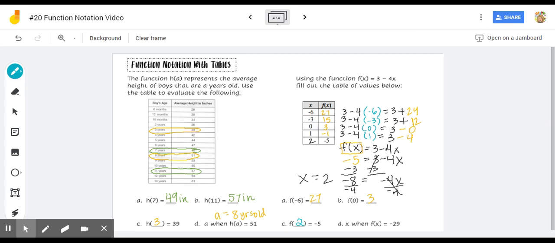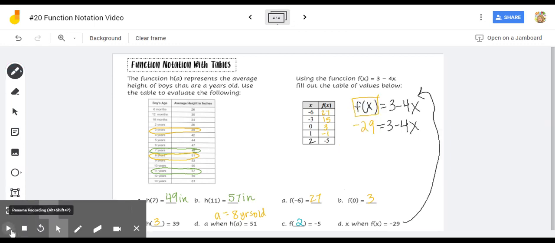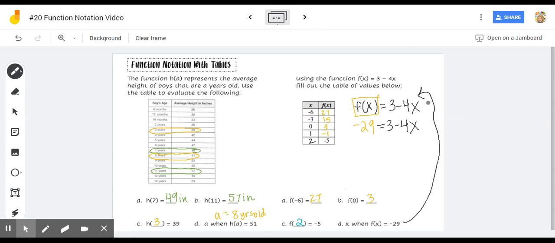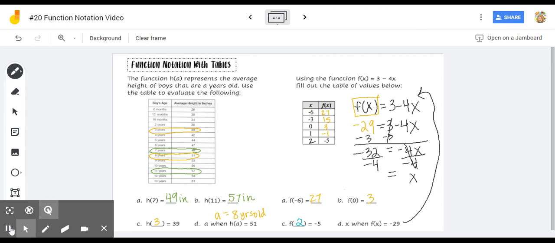And last but not least, what x value gave us -29? We need to find that. So we're going to come back to our function f of x, which is 3 minus 4x, and in place of the output, we're going to put -29. Then we can solve for x for our input. Again, we'll subtract 3 and divide by -4. -32 divided by -4 is a positive 8. So x must equal 8.